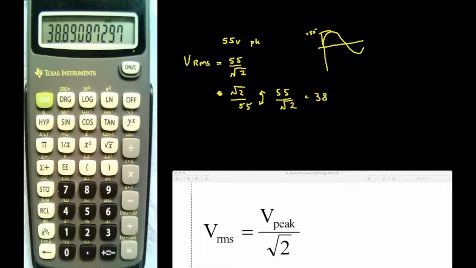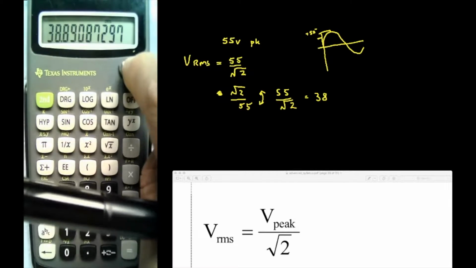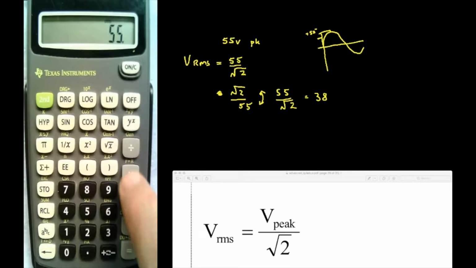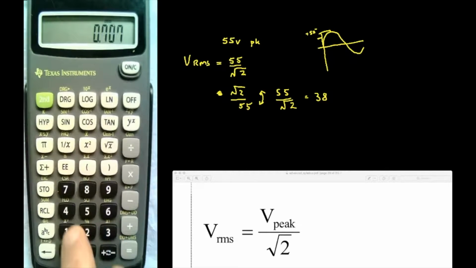And that seems to make sense. That's about 0.7071 of the way up towards the 55, if you like. I could do another sense check: 55 times 0.7071 equals, and again, I have 38. So that's the formula and the use of the calculator for working out the RMS value if you're given the peak value.